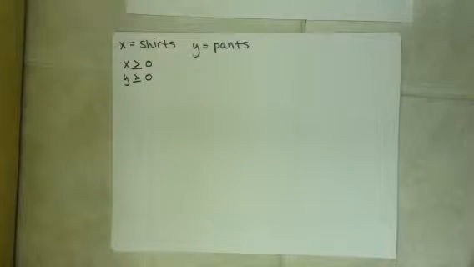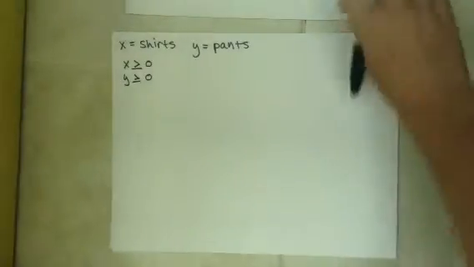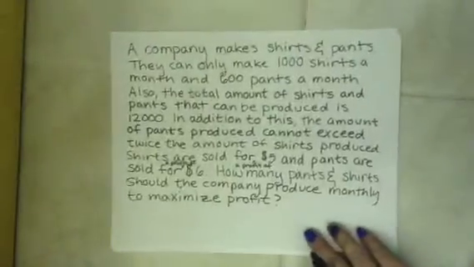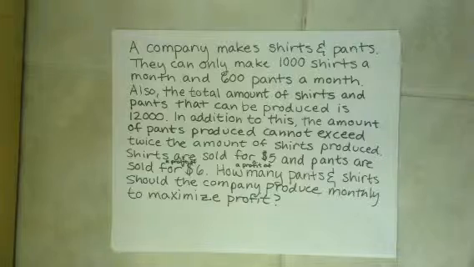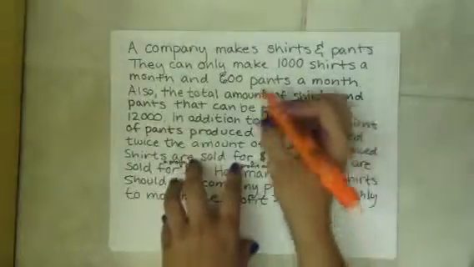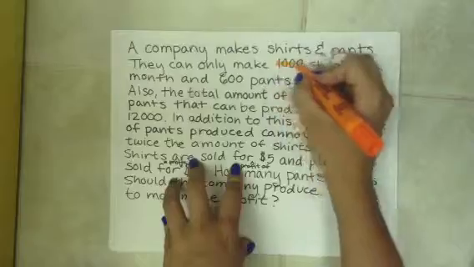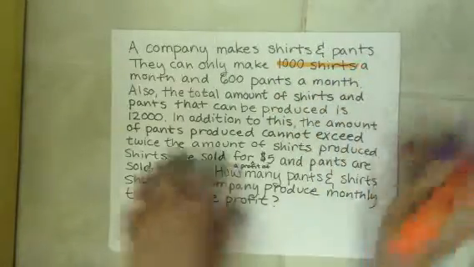These are automatically set because you can't produce less than nothing of something. It's not really possible. So the next step is to look at the problem and to find boundaries defined in it. So in this problem, the first one that we can see is that they can only make 1,000 shirts.